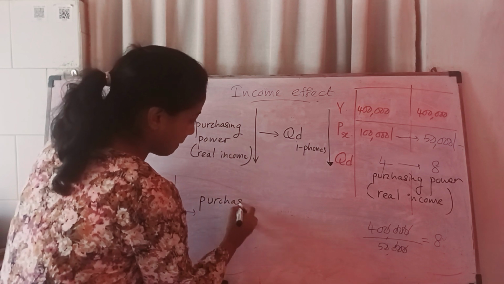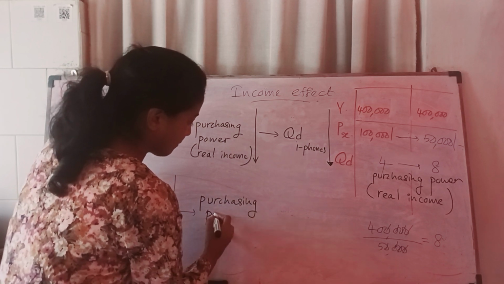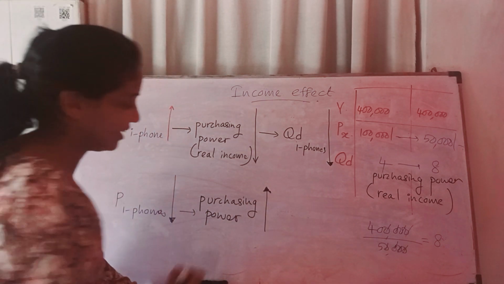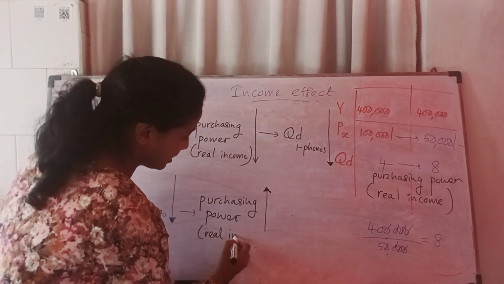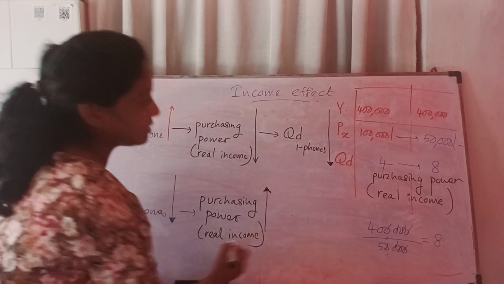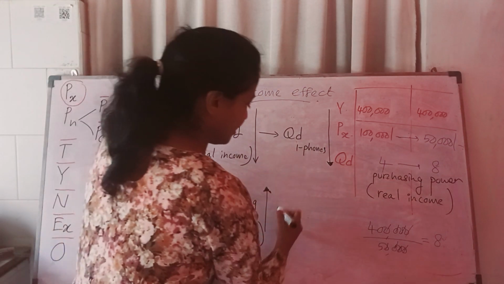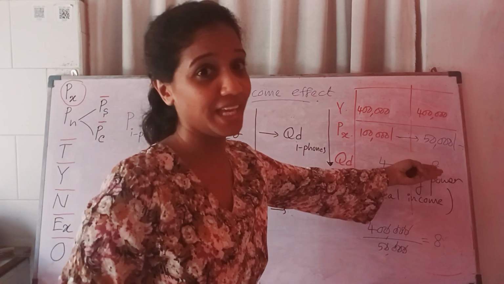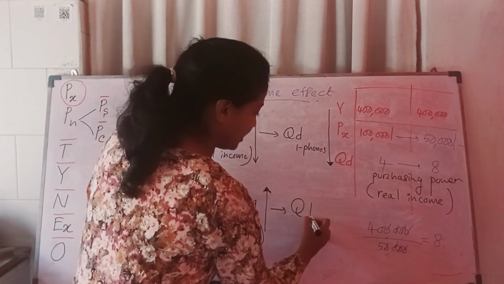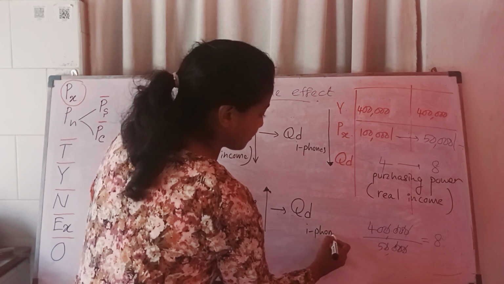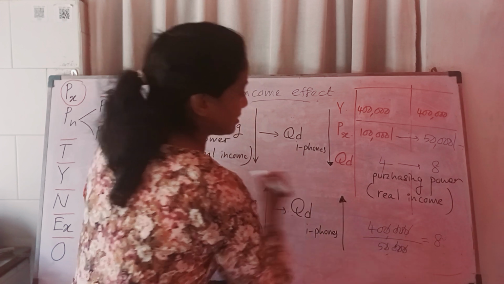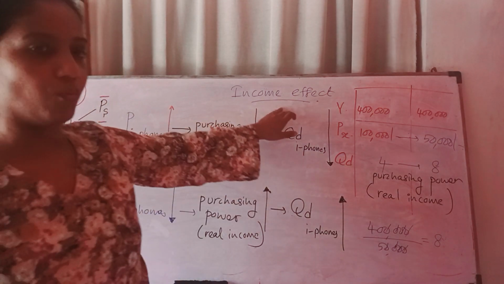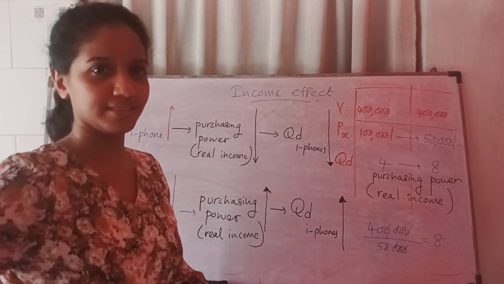Purchasing power increases, right? As the real income of the consumer increases, what happened to the quantity demand of iPhones? From 4 to 8 now you can buy, which means the quantity demand of iPhones increases, right? So, what do you mean by the income effect?